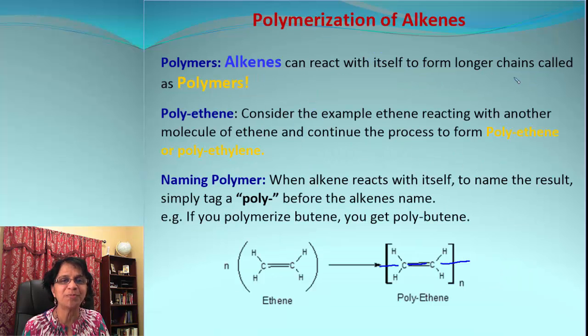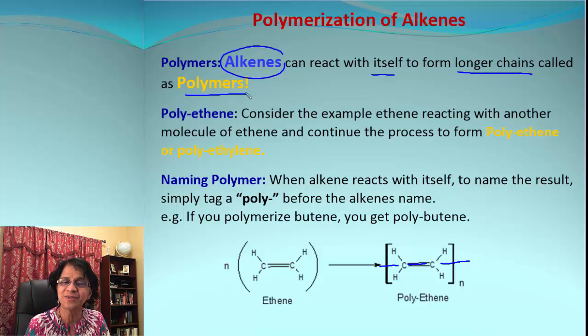Let's talk about the polymerization reaction. In this reaction, alkenes react with themselves and they form longer chains which we call polymers. In fact, there is a branch of chemistry called polymer chemistry which only studies polymer formation. Now let's find out how this process occurs. Here is an example, polyethylene.